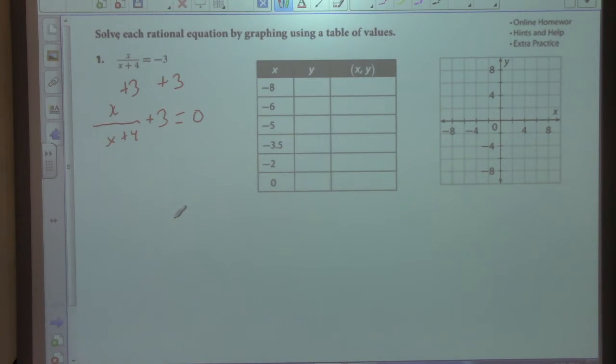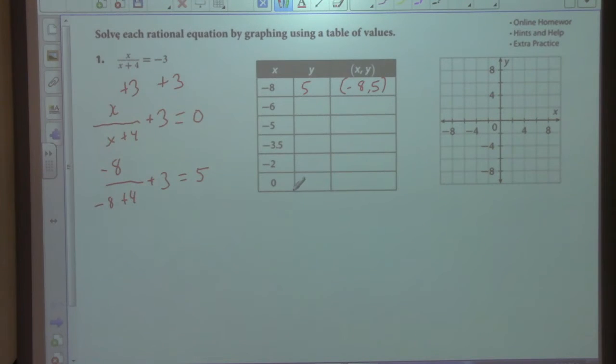And now we can start plugging in values here. So first of all, if we plug in -8 for x, we get -8 over -8 plus 4, plus 3. And so what we're going to get here is -8 over -4, which simplifies to 2. Is that right? And 2 plus 3 is going to be 5. So 5 goes here. So you get the point -8 comma 5.